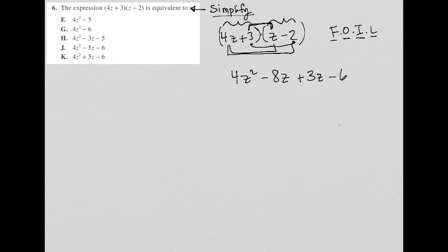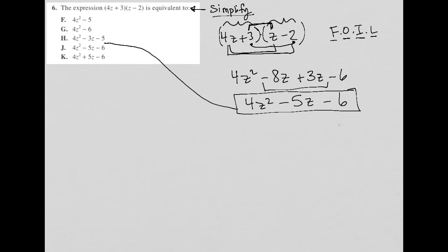And then I'm going to simplify that further because I have like terms. Negative 8z plus 3z is negative 5z, right? So my 4z squared is still there. My minus 6 is still there. And I see that all of my answer choices are in this format. So I'm just looking for the match here. And that would be answer choice J.